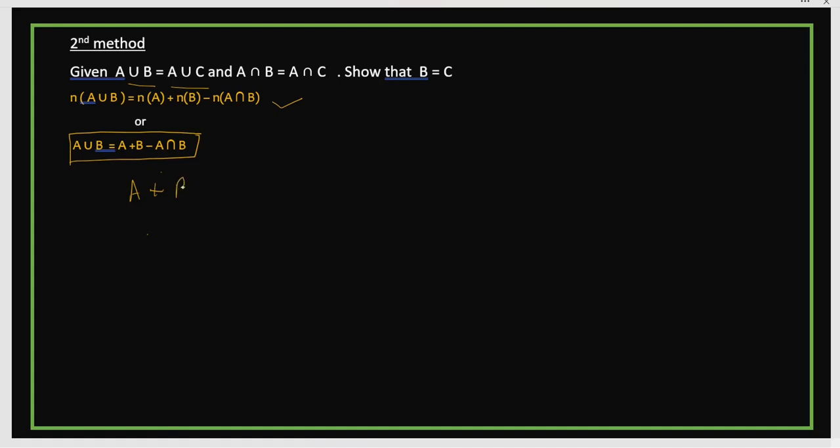A plus B minus A intersection B equals, the second one we will take, A plus C minus A intersection C. Right? Simply you can cut this A intersection B. A intersection B equals A intersection C. Right? So this also you can cut. So B is equal to C. In two steps we got the answer.